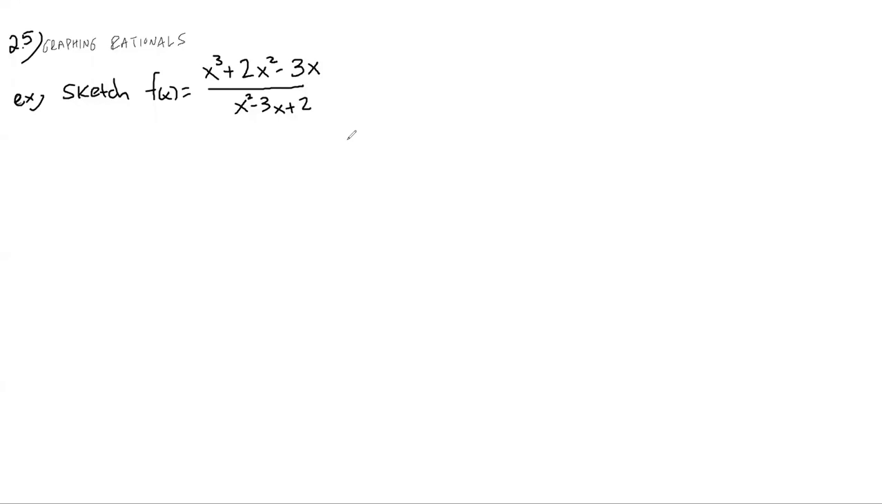Okay, so for this one, we've got, again, another rational function. f of x is, and so we've got this cubic on the top and a quadratic on the bottom. Just as before, the first thing I'm going to look at is the horizontal asymptote. So here I've got that the degree of the top is in fact bigger than the degree of the bottom, and so that tells me that there's no horizontal asymptote.